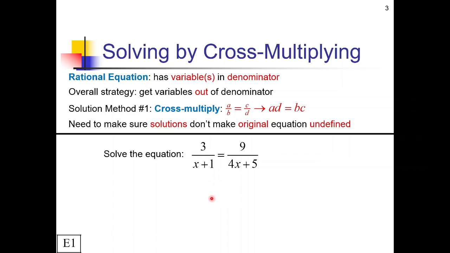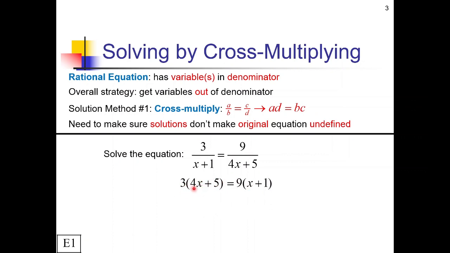All right, let's see how that went. So using cross multiplying, because we just have one term on each side, we've got 3 times 4x plus 5. That's the AD part of this. And then on the other side, we have 9 times x plus 1. So now we just have to distribute. This is basically just a normal linear equation at this point.